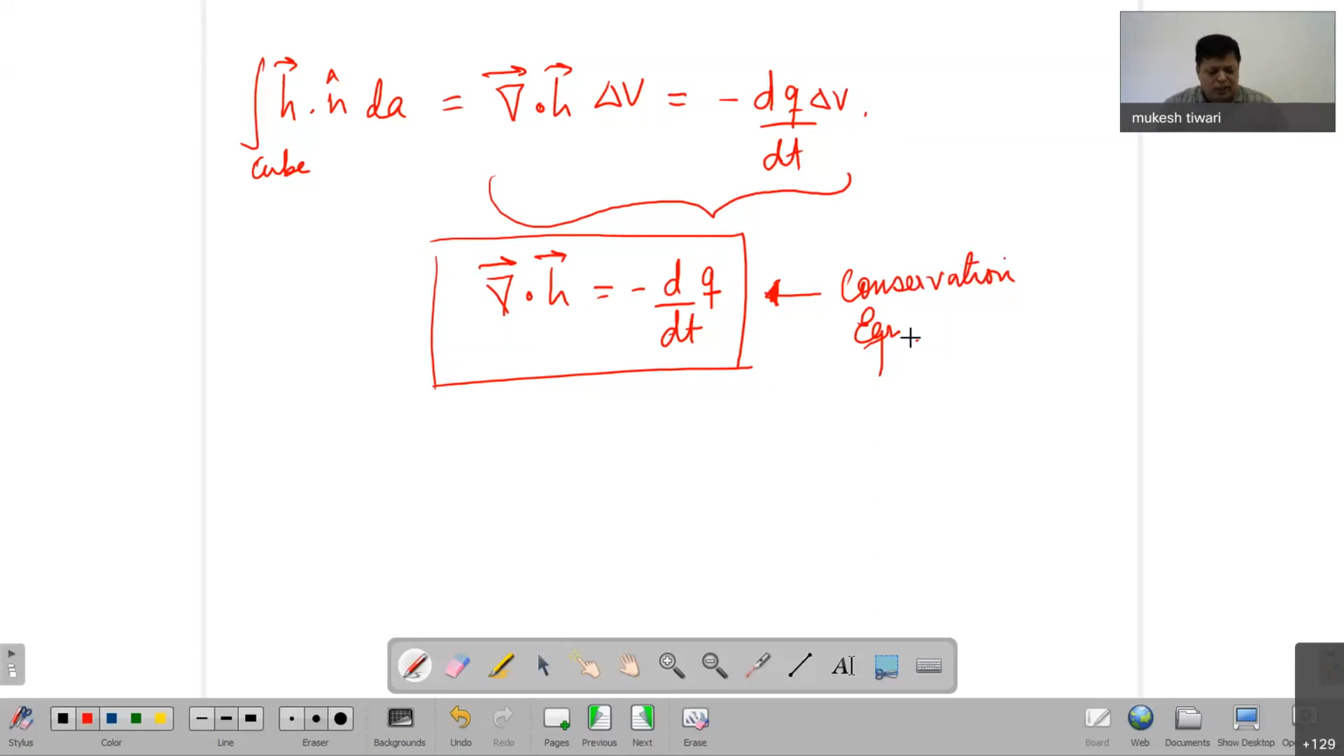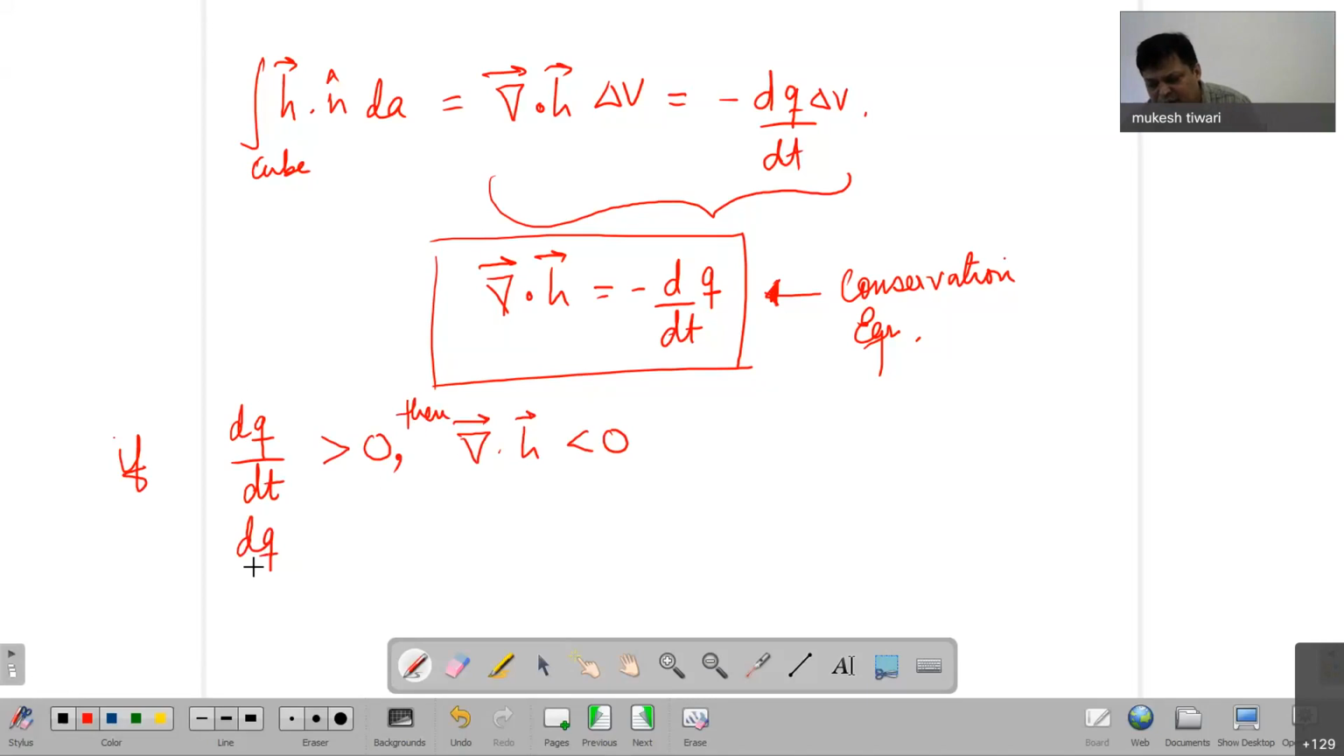But what I would like to point out is realize that if the rate of change of heat that is inside that cube is positive, the divergence is going to be negative. If the time rate of change is negative, then the divergence of this field is going to be positive.